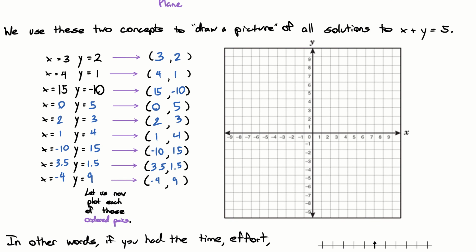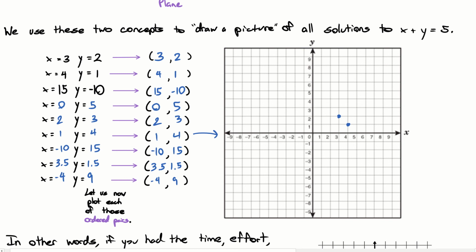Now, as you can see here, I just filled in a few of the ones that we mentioned above, and I even added a new one. Negative 4 is x, y is 9, because negative 4 plus 9 does give you positive 5. So now, let's take each of these ordered pairs and plot them in the coordinate plane over here. (3, 2) is right there. (4, 1) is right there. And I want you to notice what's happening to these points as I plot them. Are they kind of ordering themselves in a very pleasing way to the eye?